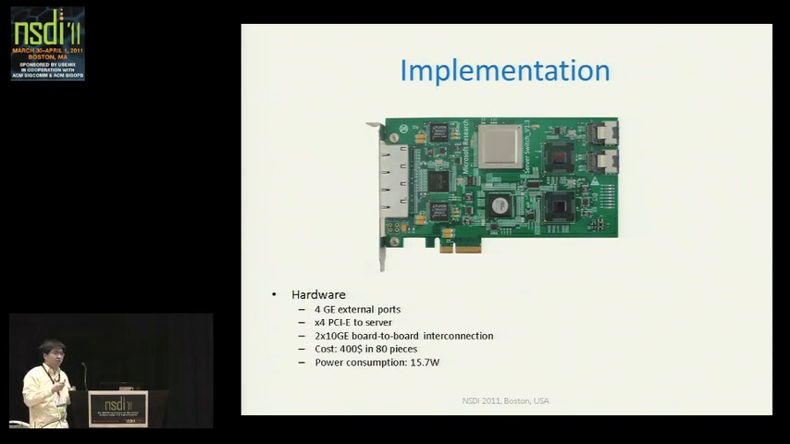Our implementation has 2 parts, the hardware part and the software part. For the hardware part, we built a standard PCI-E add-on card which can be plugged into any modern server. On this card, there is a Broadcom switching chip with 8 GE ports and 2 10GE ports. 4 of the GE ports are connected to the external ports, and 4 of them connect to 2 Intel NIC chips. Each of the Intel NIC chips has 2 GE ports. The 10GE ports are used for board-to-board interconnection.